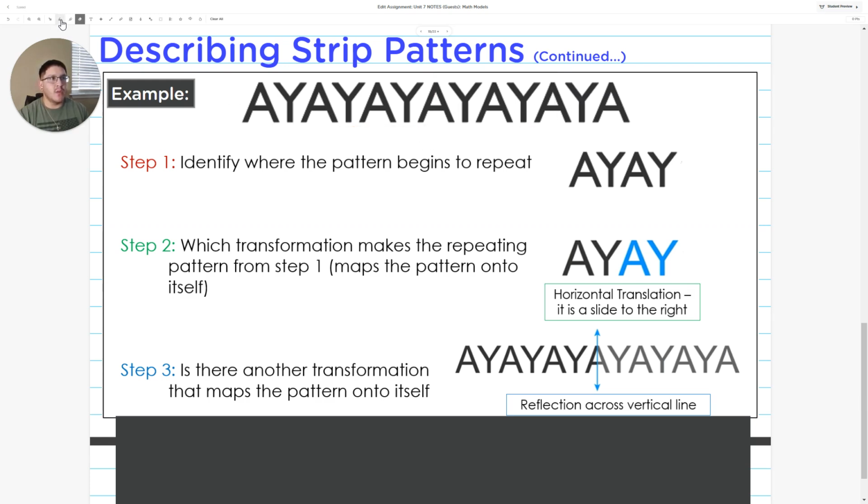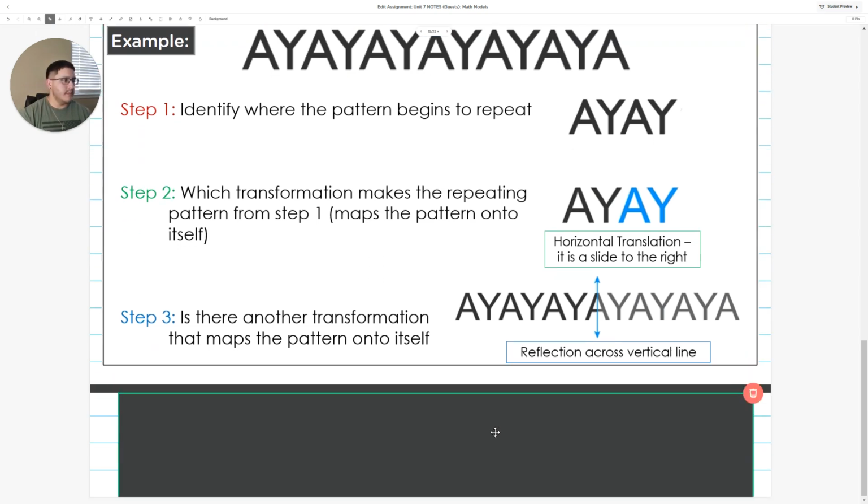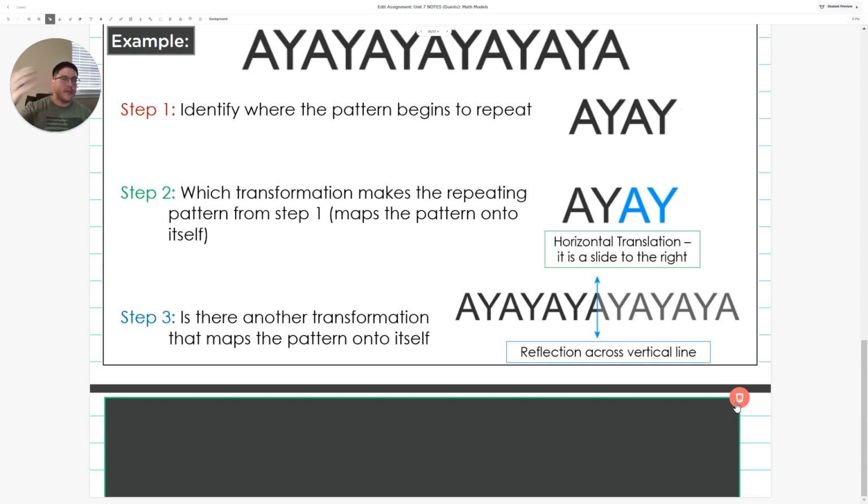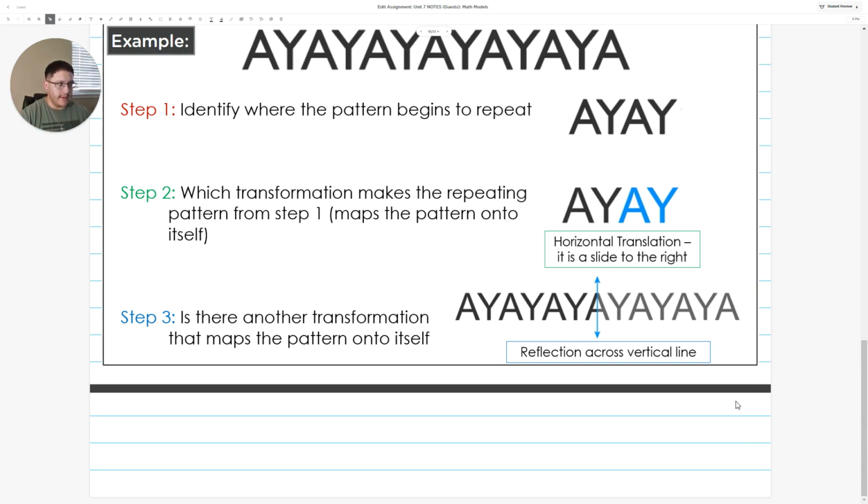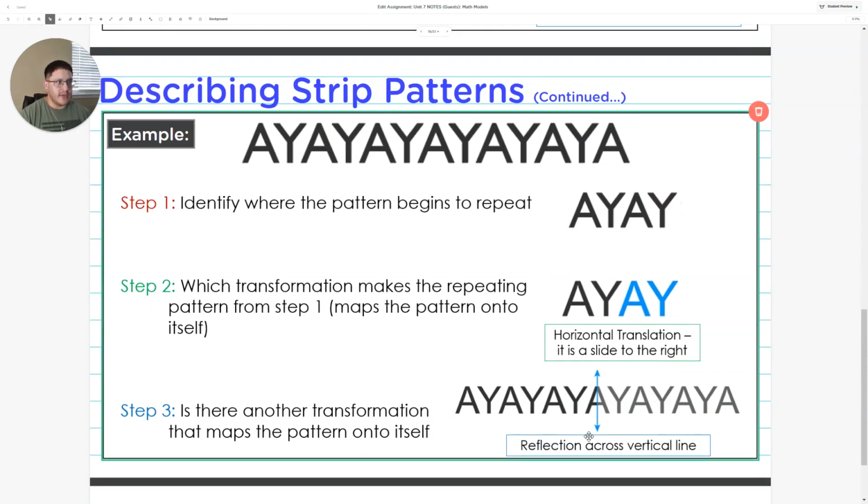So it has a reflection across a vertical line that'll map onto itself. So again, a reflection that you can flip that will create the pattern again. We don't want to just flip it for the sake of flipping it. We want to flip it, translate it, transform it, whatever, to create the pattern again. So that's the goal of identifying, is can we identify things that'll create the pattern again all the way throughout the strip pattern.